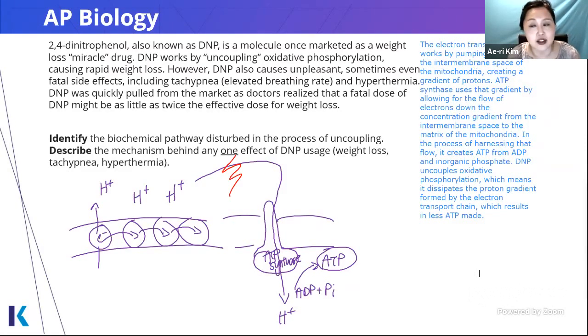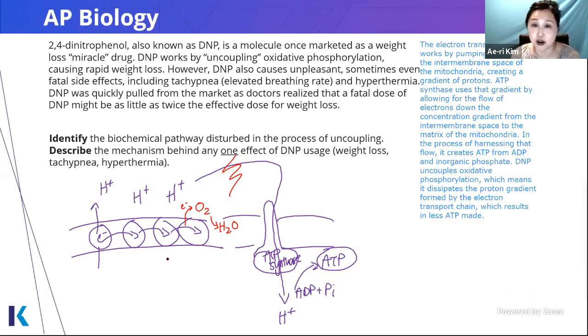Tachypnea is actually described in the prompt. It says it's elevated breathing rate. So if you remember a little bit earlier, I described how this is, sorry, I'm just going to grab a pen, right? So this is the final electron carrier. This is why it's called oxidative phosphorylation, right? O2 grabs my electrons and that then gets converted to water, obviously in the presence of hydrogen. But yeah, oxygen is the final electron acceptor in the ETC, and it generates a bunch of water. If I have higher rates of ETC going because I've poked holes in the proton gradient, I'm going to need more oxygen. That's going to result in the higher breathing rate. Okay, so that's the tachypnea.